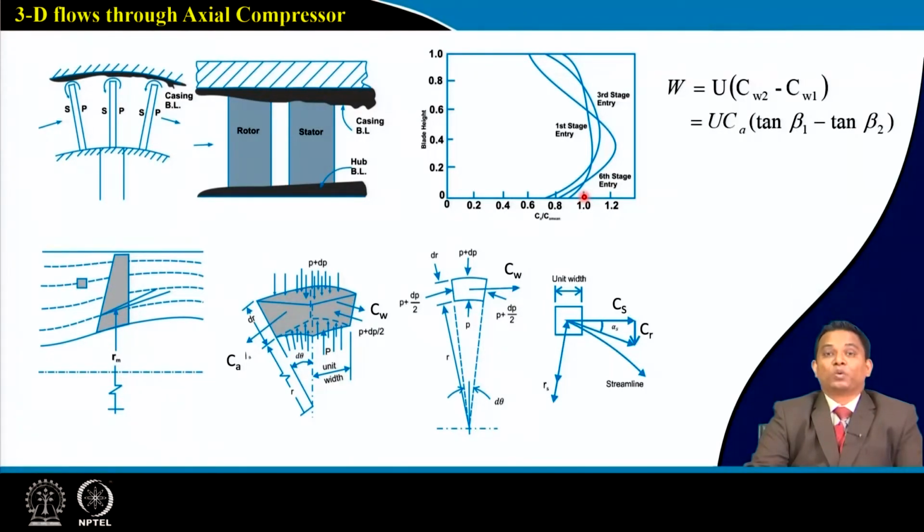In order to address this issue, we have introduced one parameter called work done factor in the last lecture. We have discussed how we are calculating our actual work done. We must realize that our actual work done will be lower than what we are expecting.